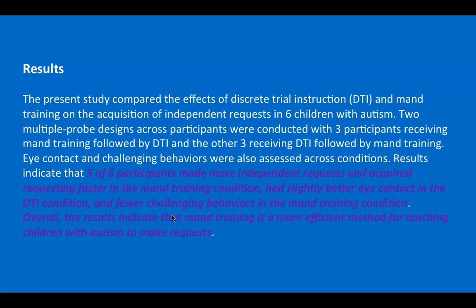And that overall, the results indicate that the MAN training is a more efficient method for teaching children with autism to make requests. So in our brief summaries, usually we want to condense things down just a little bit, but this is kind of the gist of the results that we're going to be interested in. Again, the results section is going to have a lot more information, but in our very brief summary, we're going to be wanting to pull out those highlights.